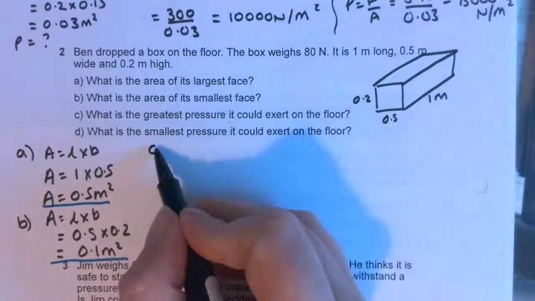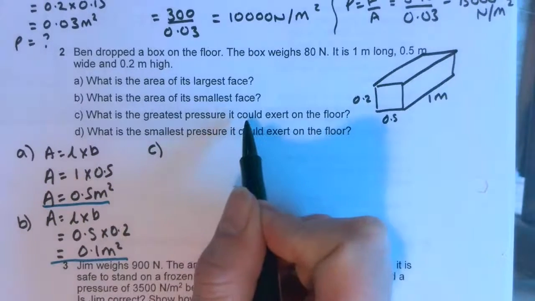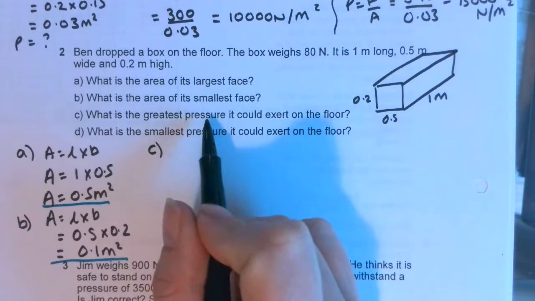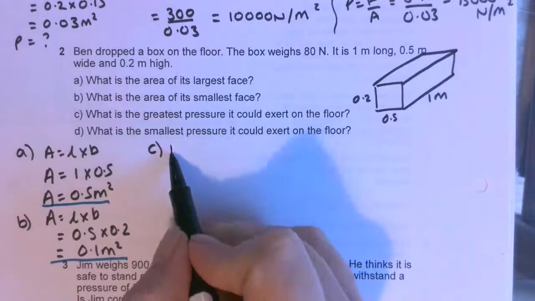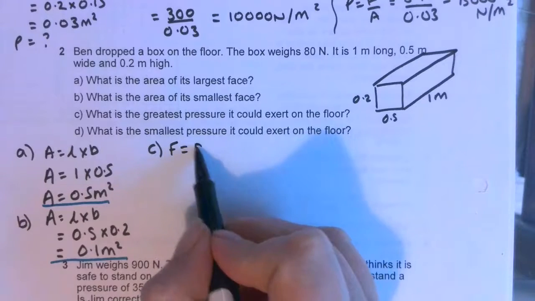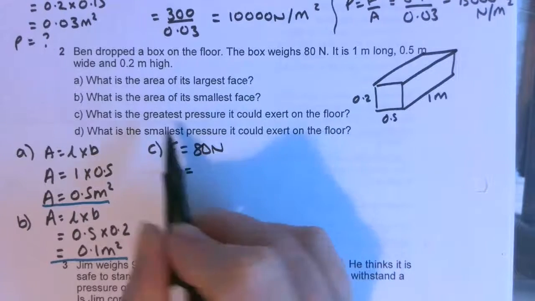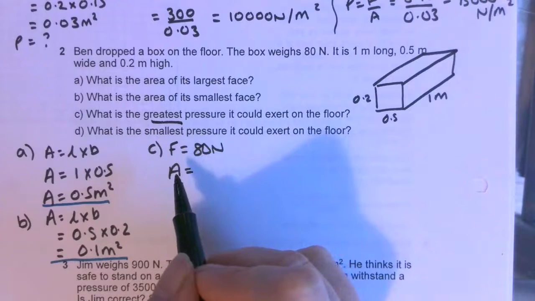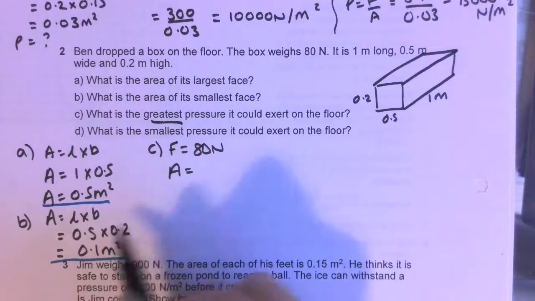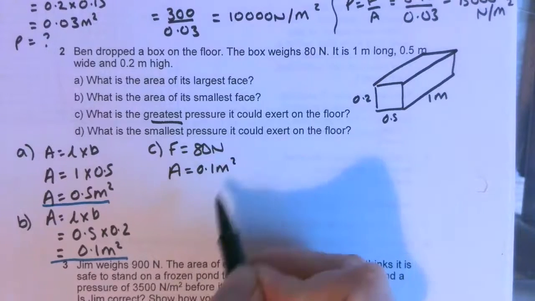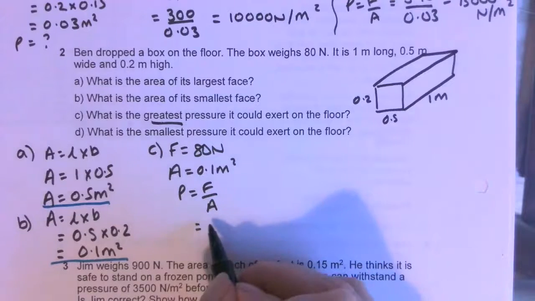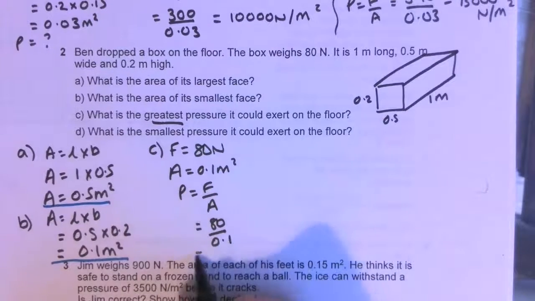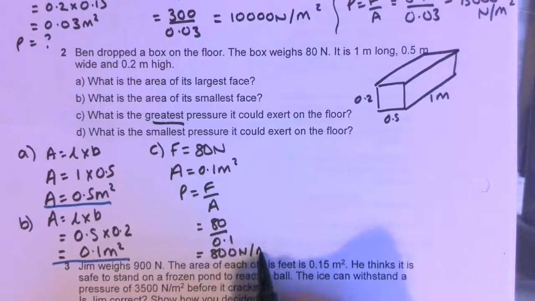Okay, now C, what's the greatest pressure it could exert on the floor? Now, the biggest pressure is going to come whenever it's sitting on its smallest face, because you'll have all that force acting on the smallest area. So, I'll make our list, the force is 80 newtons. The area we need to use in this one is 0.1 meters squared. So then I can do pressure is force divided by area. 80 divided by 0.1 gets me 800 newtons per meter squared.